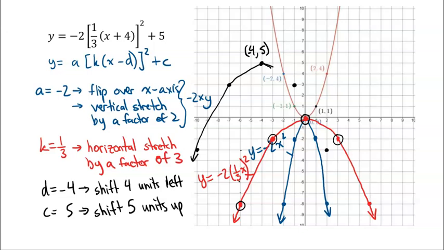And this is that fully transformed function. This right here in the black is y equals -2 times 1/3 x plus 4 all squared plus 5. And we fully transformed this function.